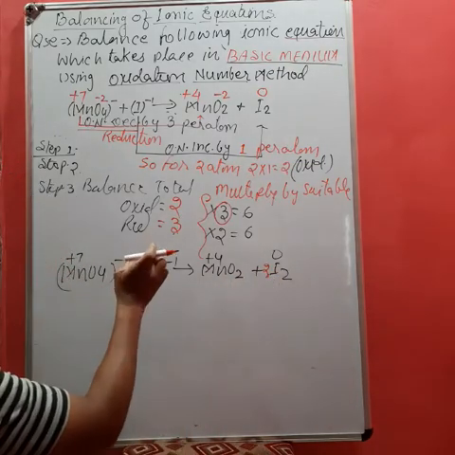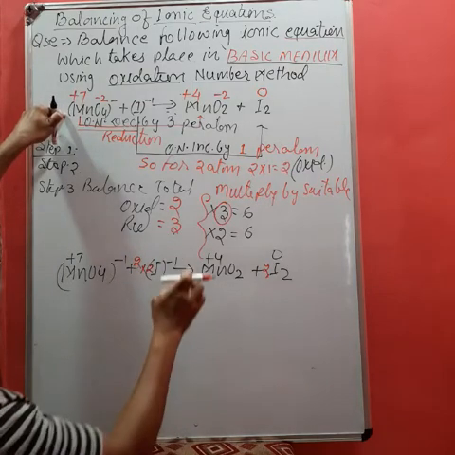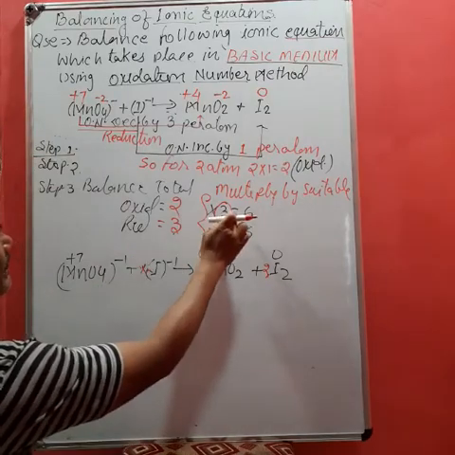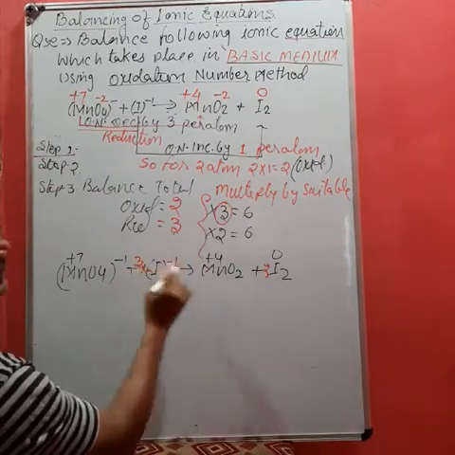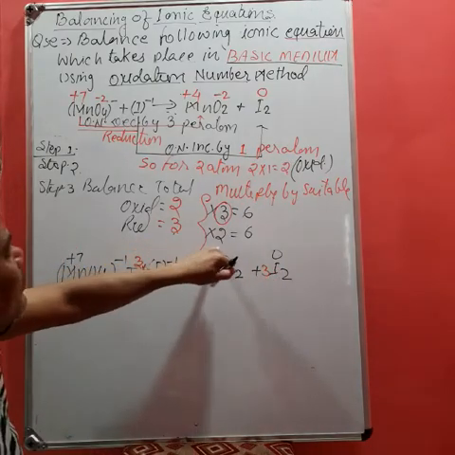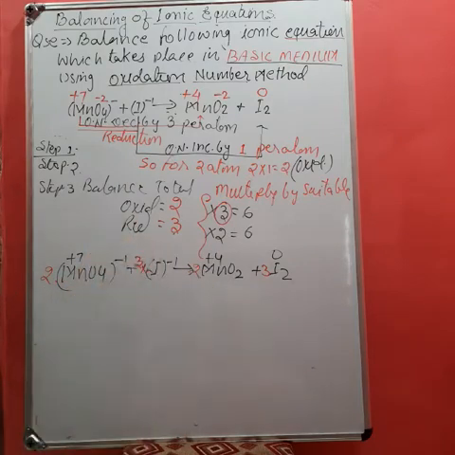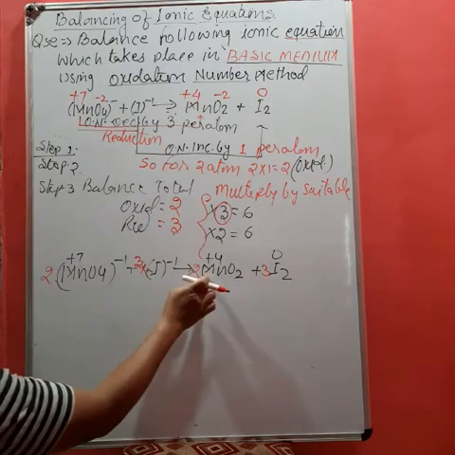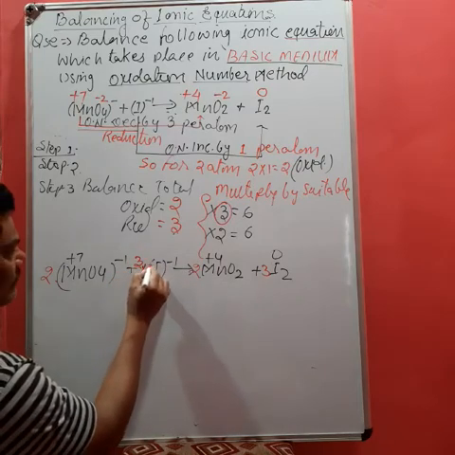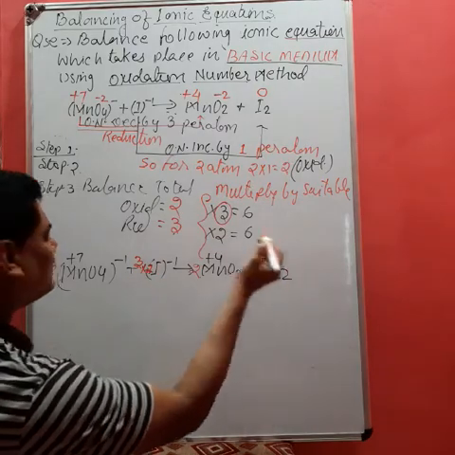And now the reduction: which one is getting reduced? Mn is getting reduced. Sorry, here the oxidation should be multiplied by 3. So write here 3, similarly write here 3. And the reduction is multiplied by 2, so write here 2 and write here 2. Now Mn is balanced. I is also balanced: earlier it was 2, so 3 into 2 is equal to 6I, and here 3 into 2 is equal to 6I.